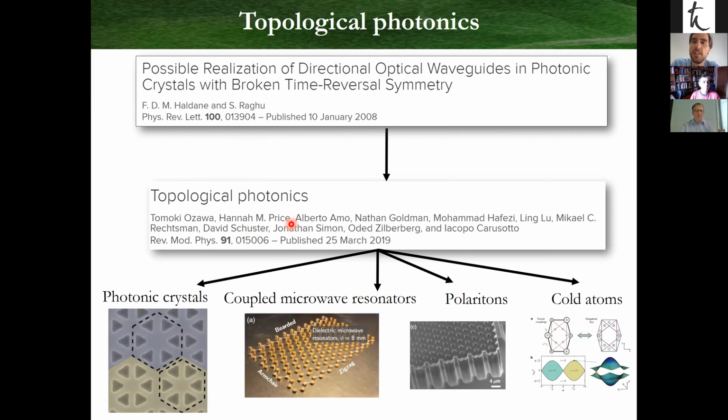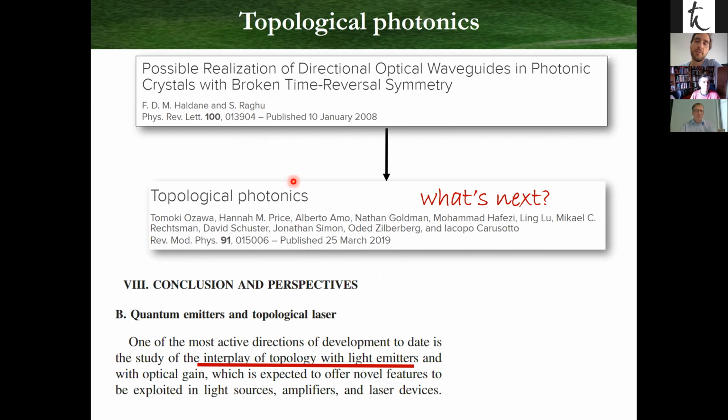The main focus in this field has so far been exploiting what I would call the linear regime. So basically trying to excite the non-trivial edge states that appear in these systems, to be able to design unidirectional flows of light that are also robust to disorder. So you can have defects and the flow can still go on without scattering. However, as also pointed out in this review, one of the next frontiers of the field is to study the interplay with quantum emitters.